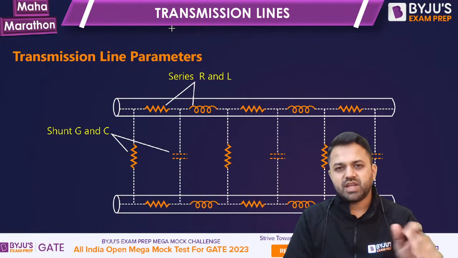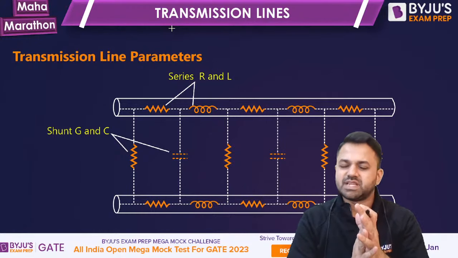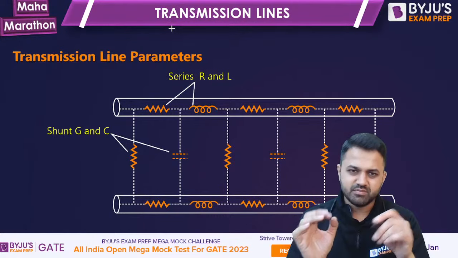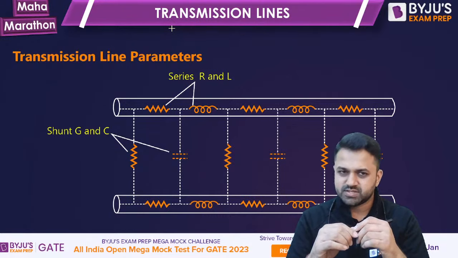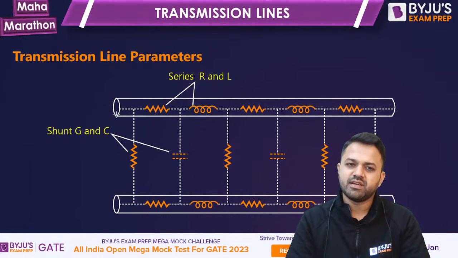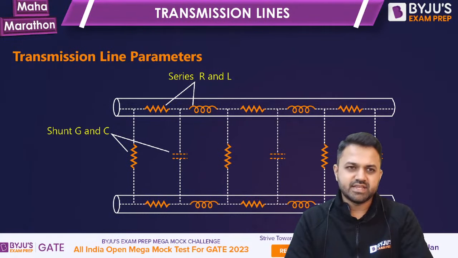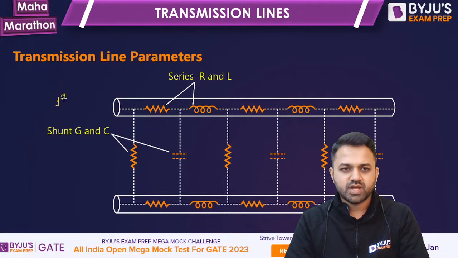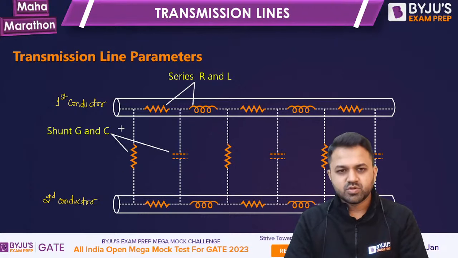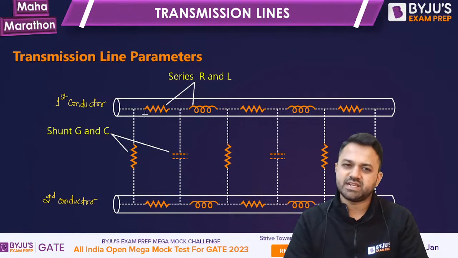If we want to generalize, then we can say that the transmission line is a two wire system, a two conductor system, between which we can connect the source. Usually for our convenience, we represent the transmission line with two wires, the first conductor and the second conductor. So this two conductor system can be formed as a transmission line.